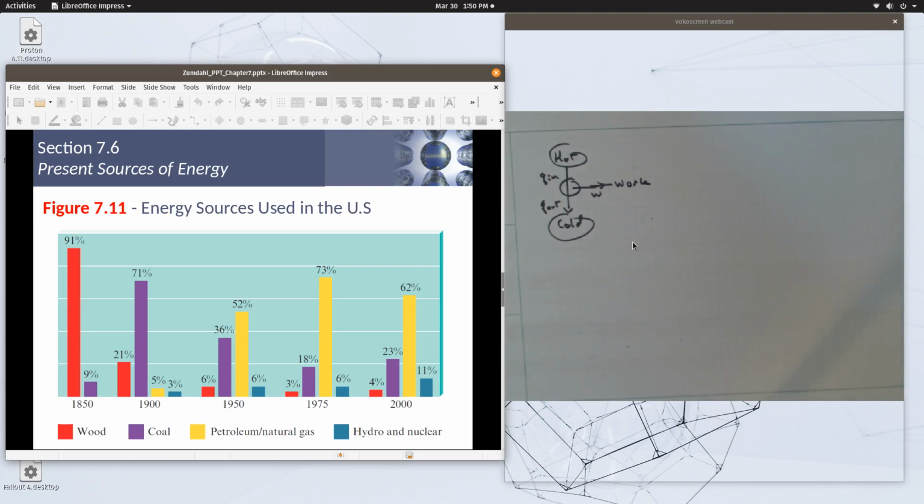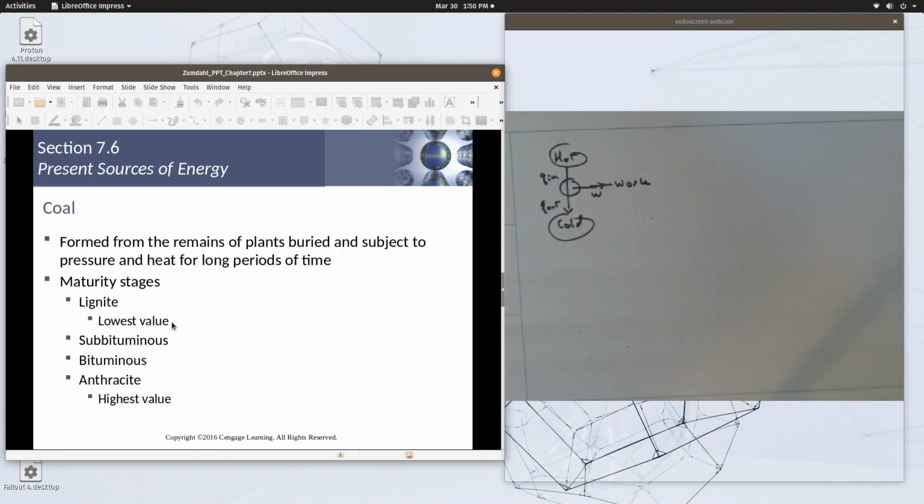Now, one of the things I really don't like about this textbook, let me just gripe a little bit about the textbook here.